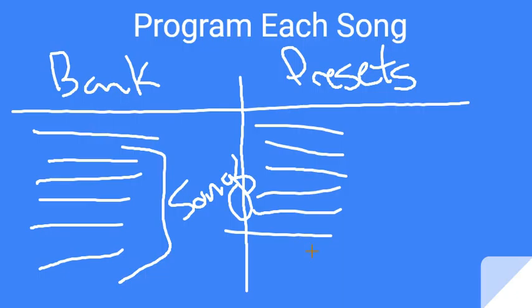Maybe you program something different for the end. And then either way, if you do that, you make it so that a volunteer can just click right down, or you could even run it from stage with a foot pedal.